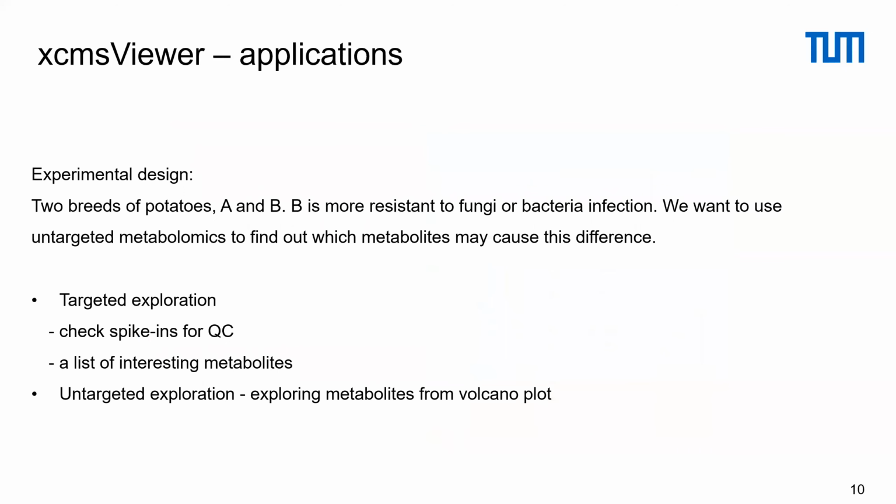So next, let's look at one example. In this example, we have 2 breeds of potatoes. We call them A and B. There are 6 samples in total, 3 A and 3 B. What we know is B is more resistant to fungi or bacterial infection. And what we want to find out is what metabolite makes the difference, of course, using untargeted metabolomics.